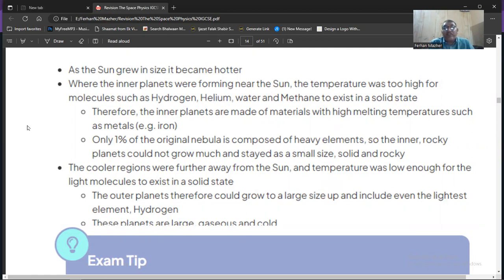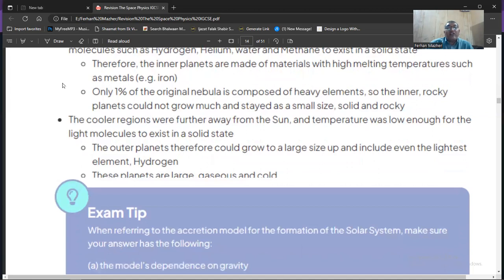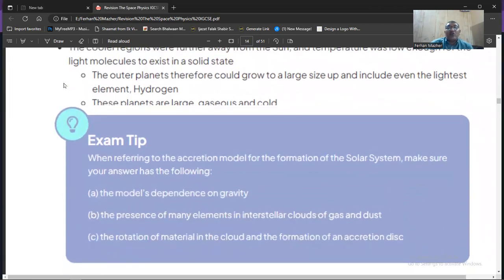The cooler regions were further away from the sun. The temperature was low enough for the light molecules to exist in a solid state. The outer planets therefore could grow to a large size and include even the lightest element, hydrogen. These planets are large, gaseous, and cold.